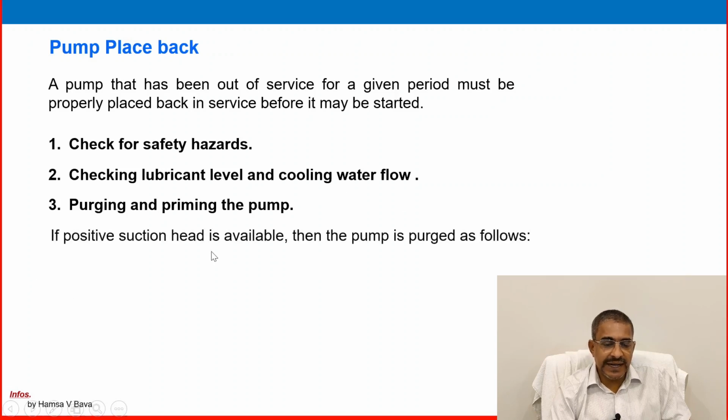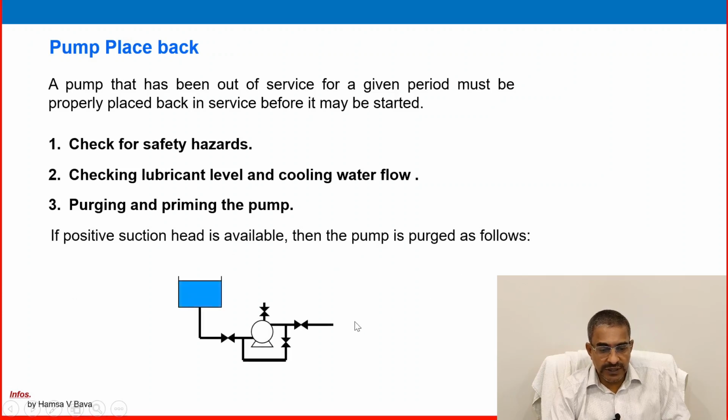If positive suction head is available, then the pump is purged as follows. So this is the suction tank, this is the suction valve, this is the discharge valve, this is the priming venting valve, and this is the recycle line.